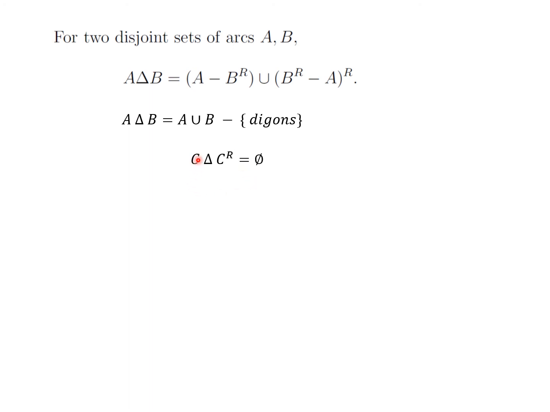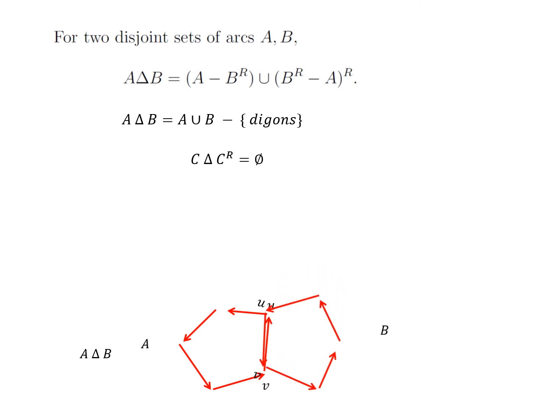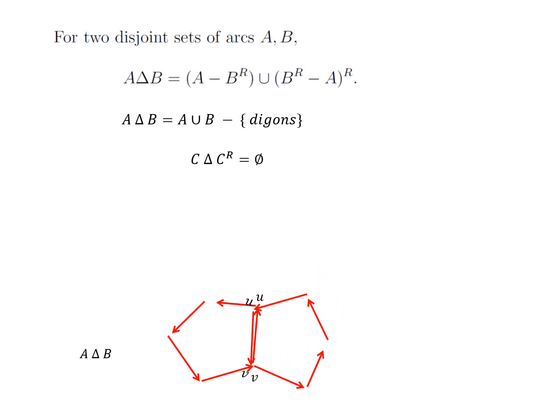So for example, if this is a directed cycle and this is the reverse of the directed cycle, take the symmetric difference. Well, it's the empty set, right? We put C and C reverse together, and remove the digons. Every edge is contained in a digon, so every arc is gone. Like this one, this is A, this is B, and these are the only two common vertices. These vertices are different. Then what is this? We just put A and B together, and then remove digons.